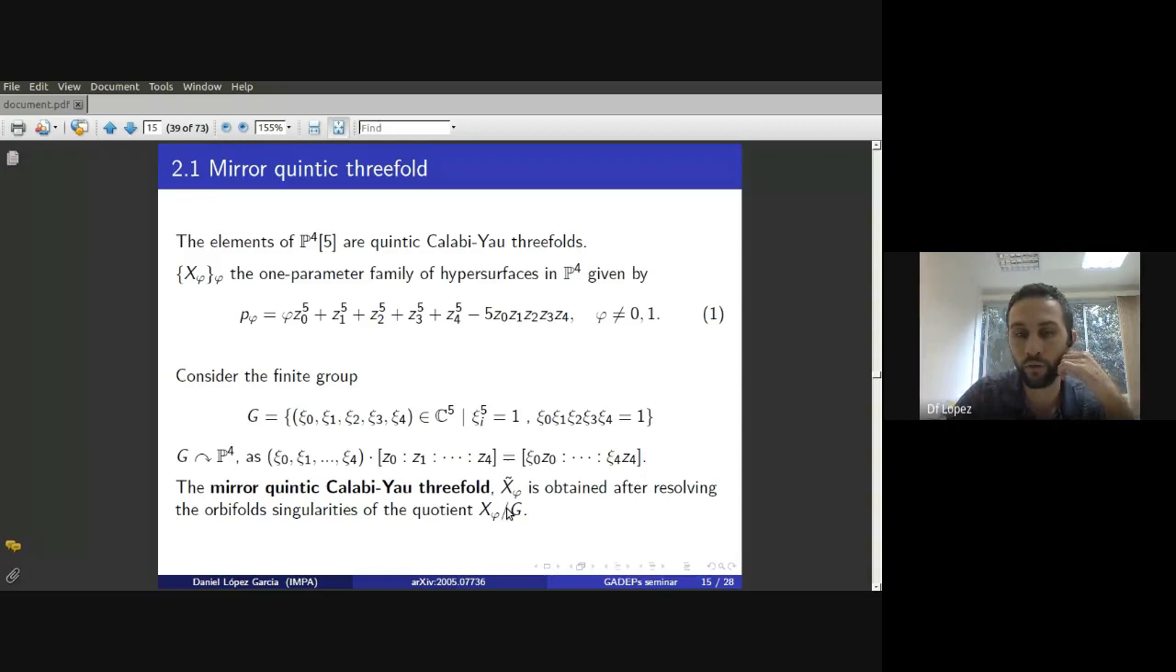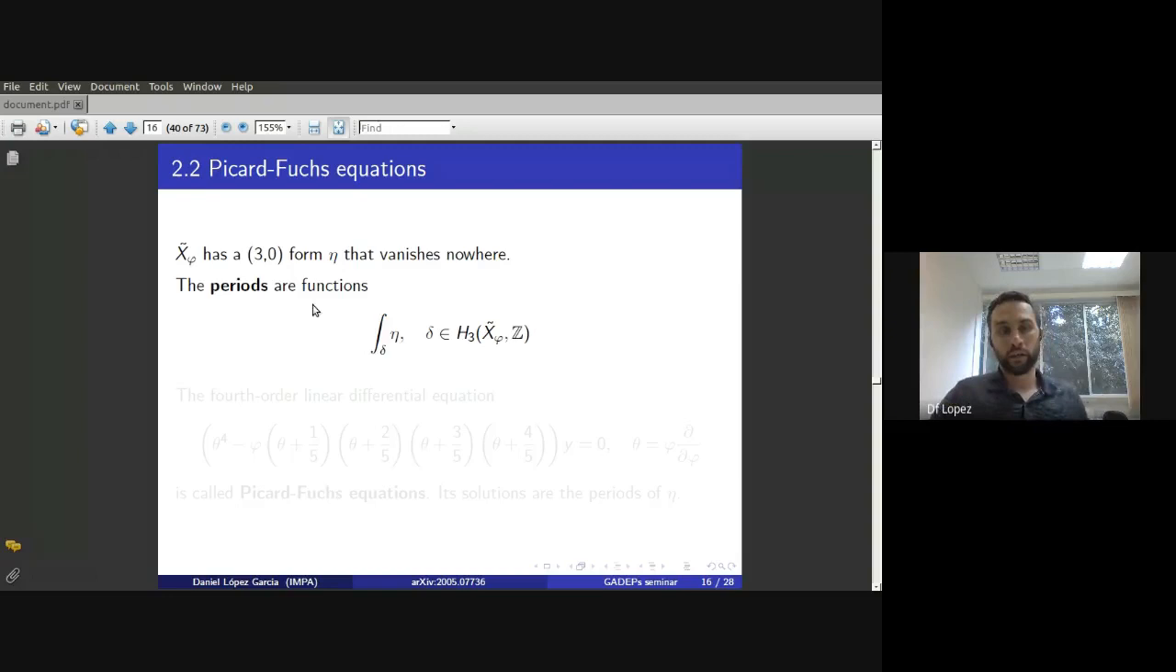So the mirror is considered the resolution of these singularities. Again, this mirror we denote as X tilde, and this is the mirror quintic Calabi-Yau threefold. We just call it the mirror quintic for short. And this X tilde is again a Calabi-Yau manifold of complex dimension 3. By definition of Calabi-Yau, there exists a (3,0) form eta which vanishes nowhere. So we define the periods. The periods are functions which can be defined like this integral here, the integral of the (3,0) form eta over the cycle delta, where these cycles are 3-cycles of the mirror quintic with integer coefficients.